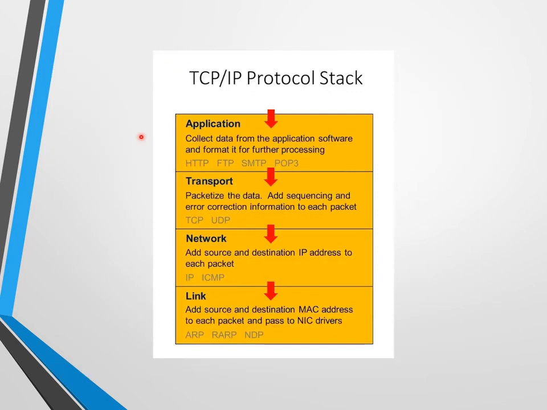Students, here you can see what the TCP/IP protocol stack is. First, you can see the application layer. What does it do? It collects the data from the application software and formats it for further processing. The protocols of the application layer are HTTP, FTP, SMTP and POP3.